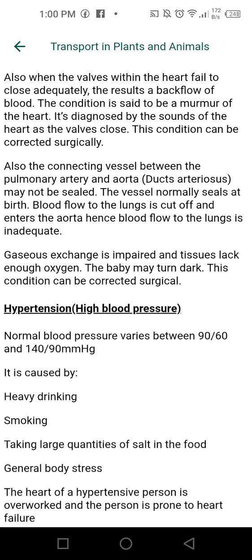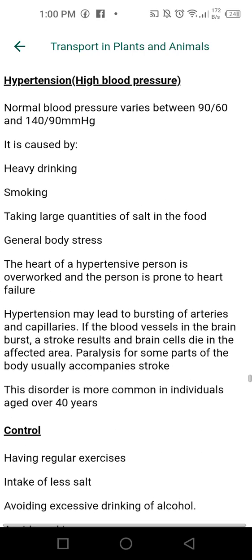Hypertension, high blood pressure. Normal blood pressure varies between 90/60 and 140/90 millimeters of mercury. It is caused by heavy drinking, smoking, taking large quantities of salt in the food, and general body stress. The heart of a hypertensive person is overworked and the person is prone to heart failure. Hypertension may lead to bursting of arteries and capillaries.